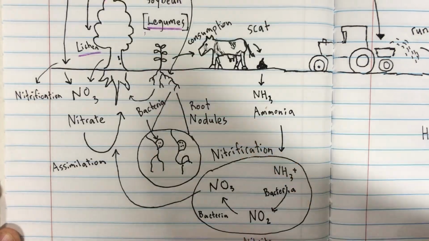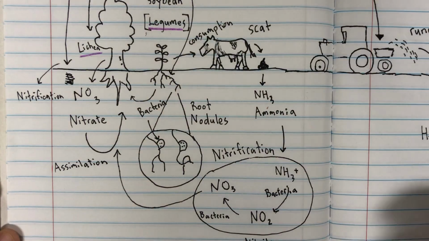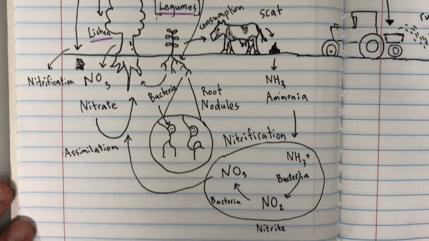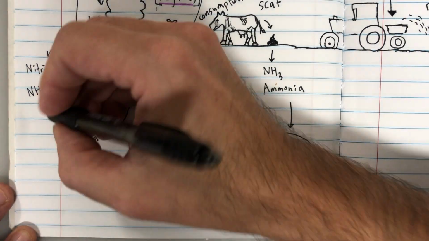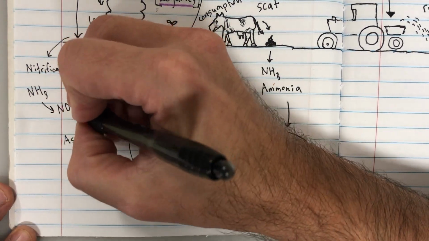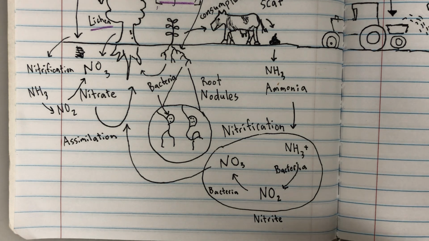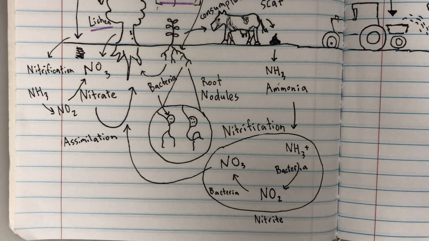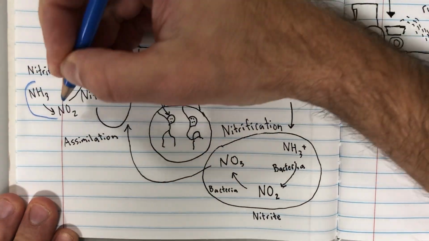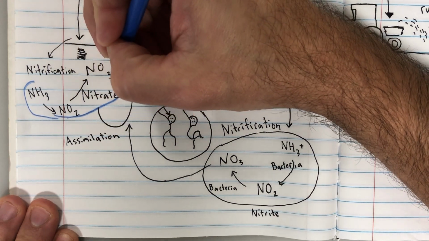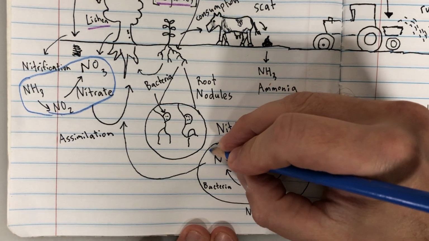Realistically, I should probably take this little arrow away. The atmospheric nitrogen becomes NH3, and that becomes NO2, and then it becomes NO3, where it can be assimilated into the ground. So I'm going to circle this in blue, the nitrification process. This is nitrification. And it's the same process that we have down here, that I emphasize.